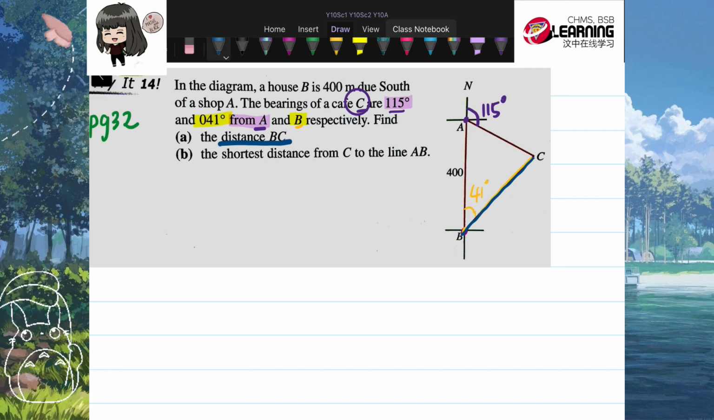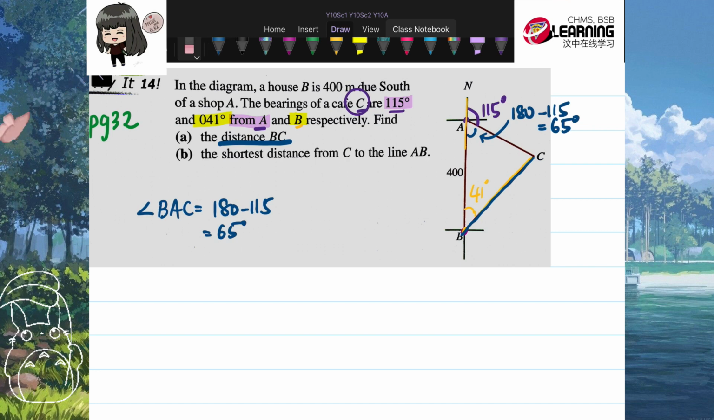So to find BC, how are we going to find this length? First we need to find what angle is here, because we have 180 degrees on a straight line. So this angle will be 180 minus 115, and you will get 65 degrees. My angle BAC is 180 minus 115, which is 65 degrees, so I will fill in 65 here. I hope you don't get confused here.